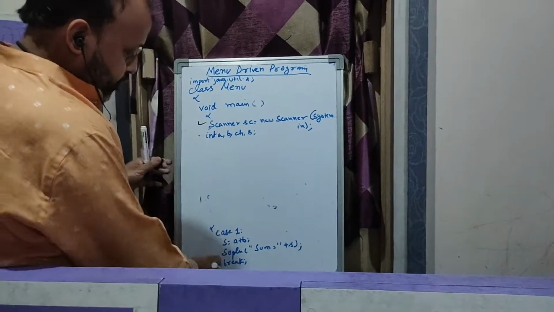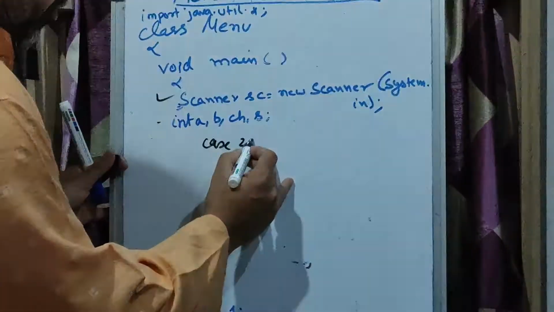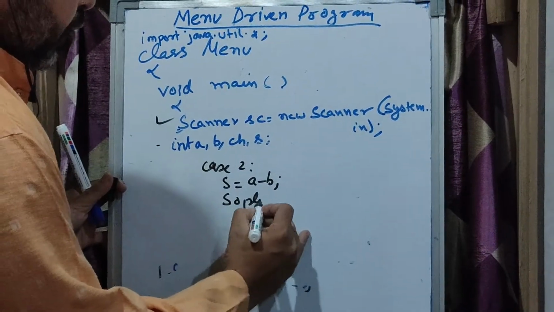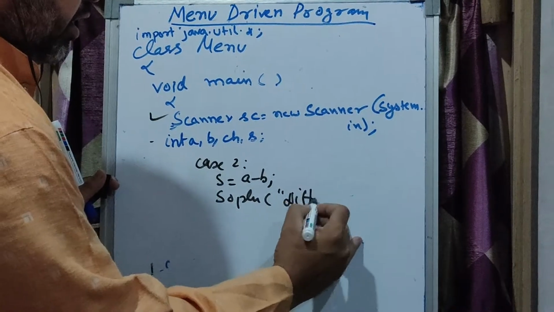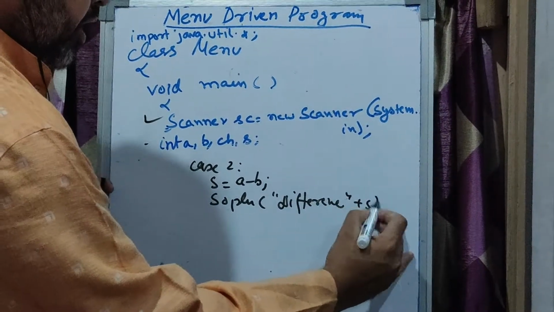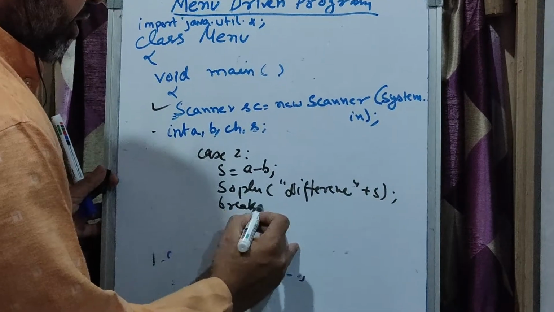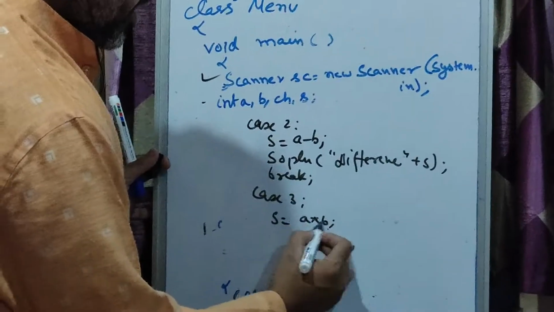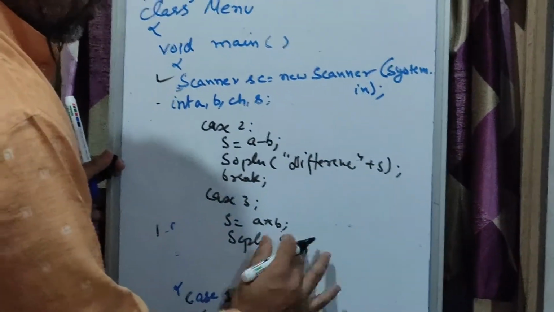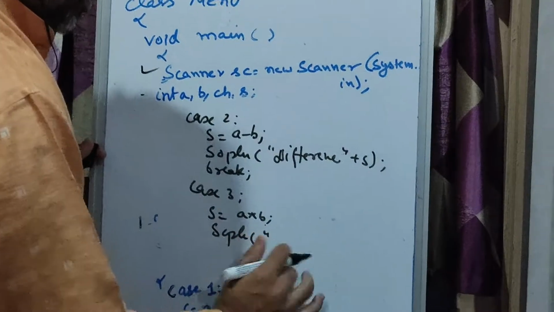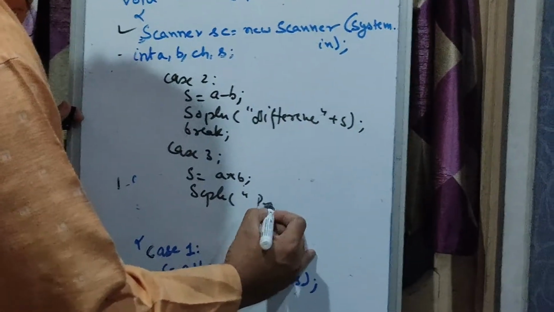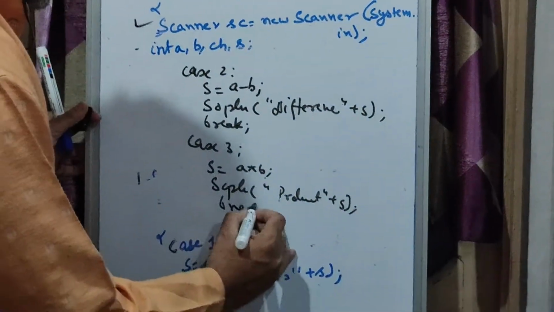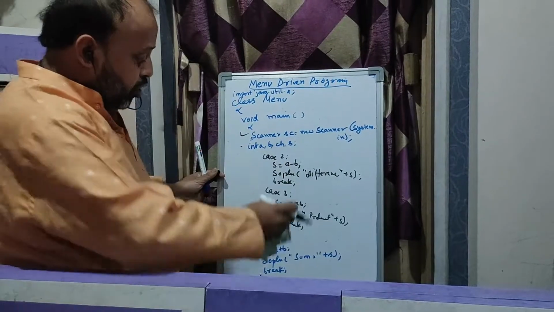Now it is continued from here. Case 2, we have to subtract. Just simply subtracting, which is greater, which is smaller, we are not concerned. Difference s. Again, break is mandatory here. Case 3, we have to multiply simply a into b, System.out.println product s. Again break. Now like this, we will continue all the cases.